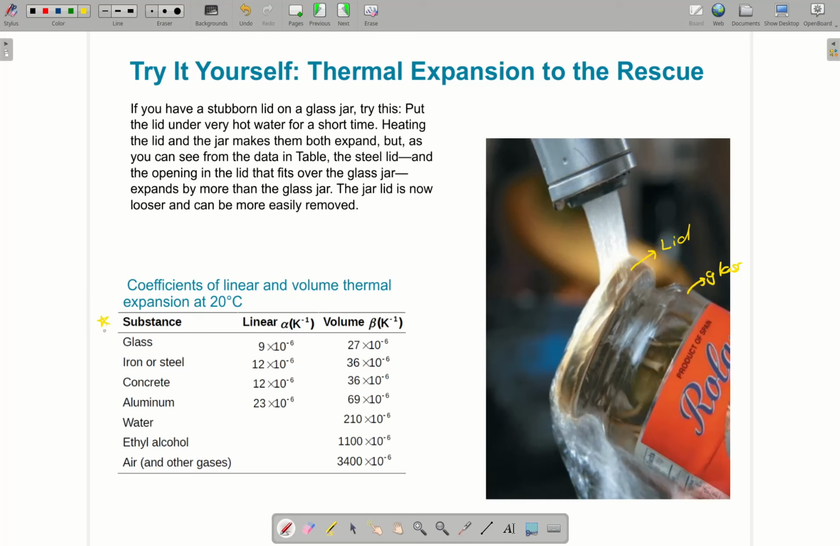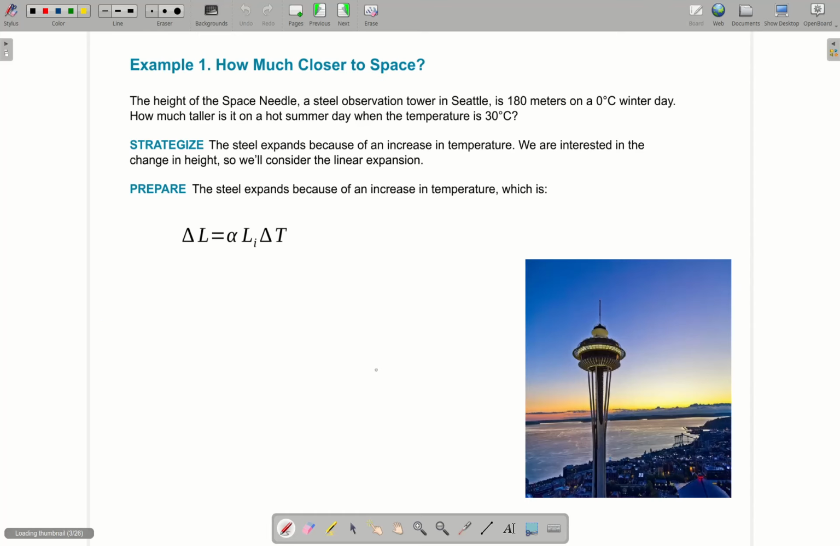Expansion coefficients depend on the material we have, and they are listed with the unit Kelvin to the -1. They are given for, well, linear for length and volume expansion coefficient. So they are given values depending on the material we have.